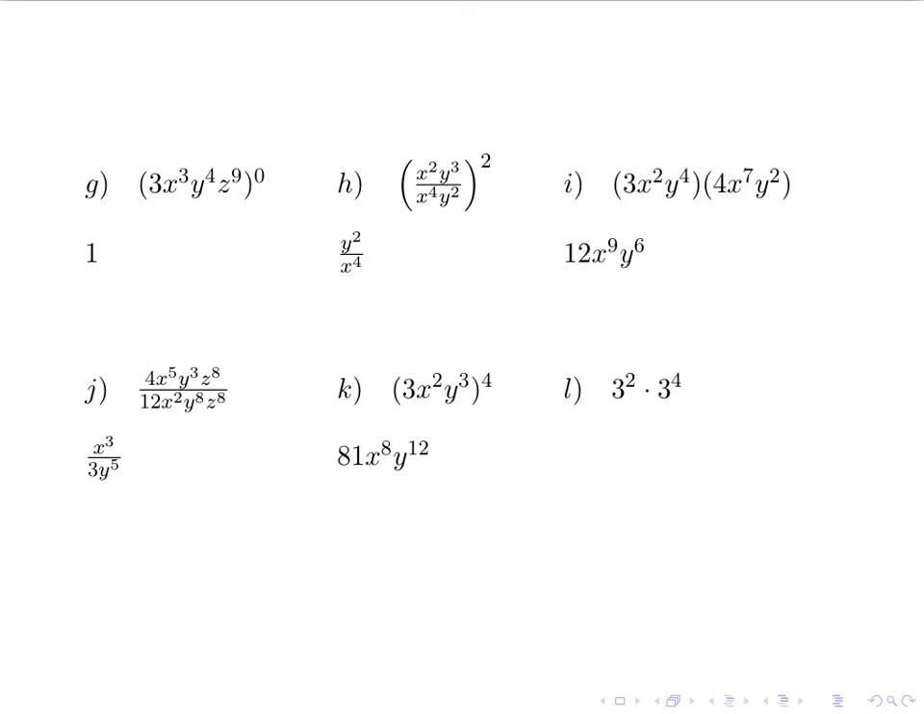For my last one, I have 3 squared times 3 to the 4th. So rules of exponents, it doesn't matter that my base is a number, right? The rules of exponents stay the same. I'm going to add my exponents. The base does not change. It's not 9 to a power. It's still 3. My base never changed before, so it's not going to change now. So it's just 3 to the 6th. Whether you want to plug that into your calculator and come up with the integer answer doesn't matter. I'm going to leave it as 3 to the 6th so that it's still in exponent form.